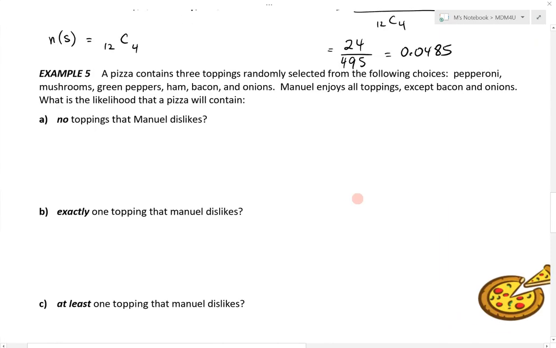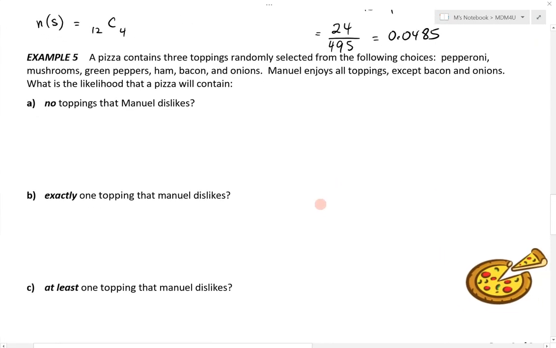Okay, let's look at example number 5. A pizza contains 3 toppings randomly selected from the following choices: pepperoni, mushrooms, green peppers, ham, bacon, and onions. Manuel enjoys all toppings except bacon and onions. What is the likelihood that a pizza will contain A, no toppings that Manuel likes? Okay, so let's look at how many toppings we have in total. Well, we have pepperoni, mushrooms, green peppers, ham, bacon, and onions. So we have 6 toppings in total.